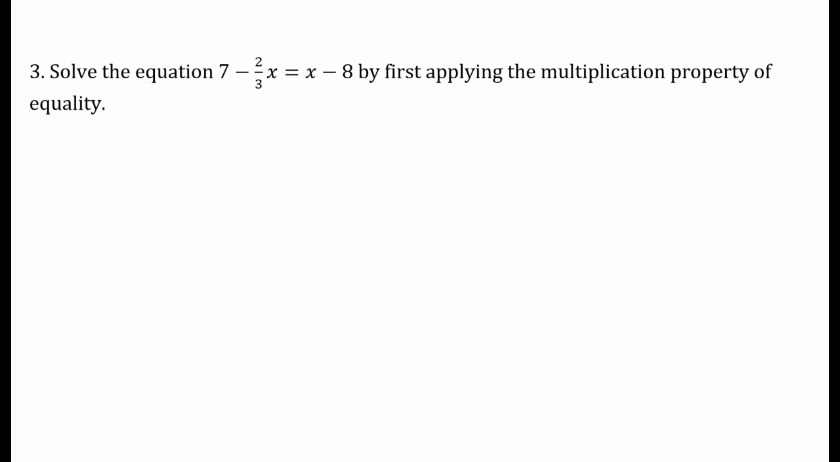So these last three here are just kind of to get us thinking. Solve this equation by first applying the multiplication property of equality. So if I'm looking at this equation, 7 minus 2/3 x equals x minus 8, I can solve this like I solved the other ones, but if I have a denominator of 3, a 2/3 x there, I'm going to scale this entire equation up by 3. I'm going to multiply each term by 3.